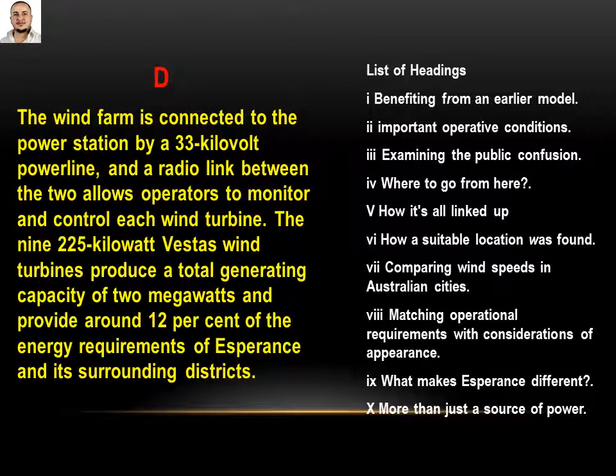Let's come to paragraph D. Paragraph D says the wind farm is connected to the power station by a 33 kilovolt power line, and a radio link between the two allows operators to monitor and control each wind turbine. Let's continue the second sentence. The 225 kilowatt, this does blah blah blah.